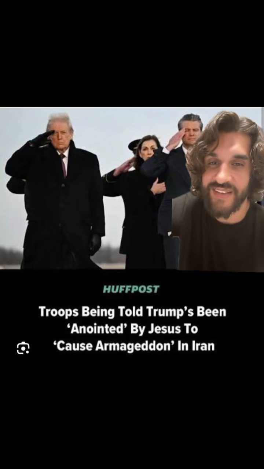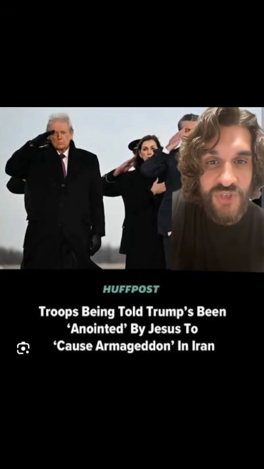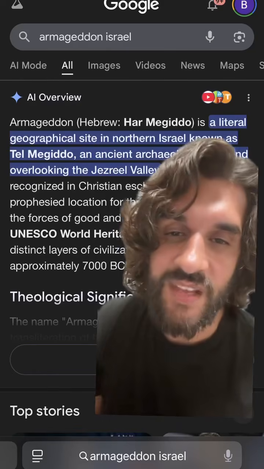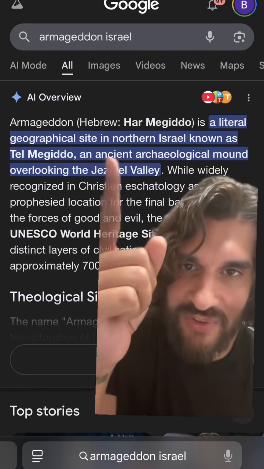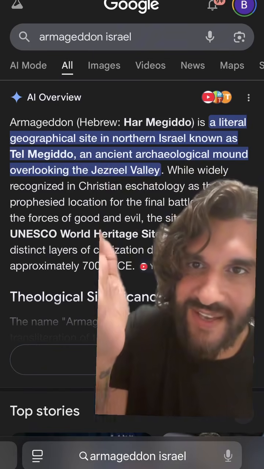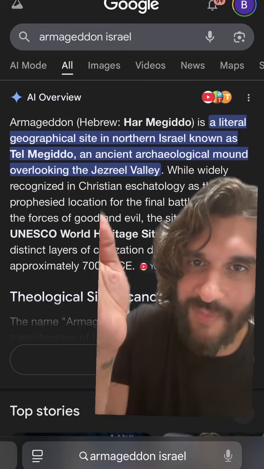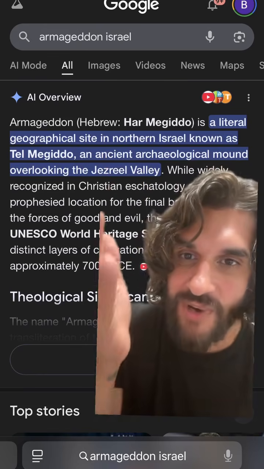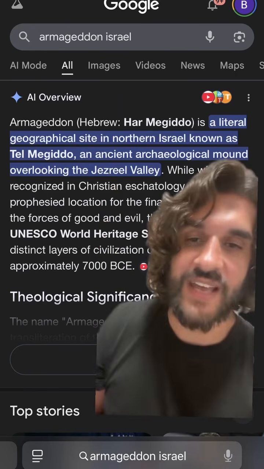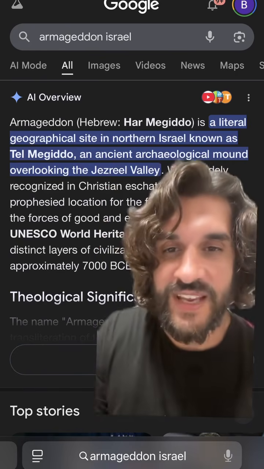But the Bible says they gather at Armageddon. And would you believe this? See, Armageddon is a literal place. It's a literal geographical site in northern Israel known as Tel Megiddo, which means Armageddon, an ancient archaeological mound, which it says it has to be in the Bible, overlooking the Jezreel Valley. Okay, that's where this war is taking place.